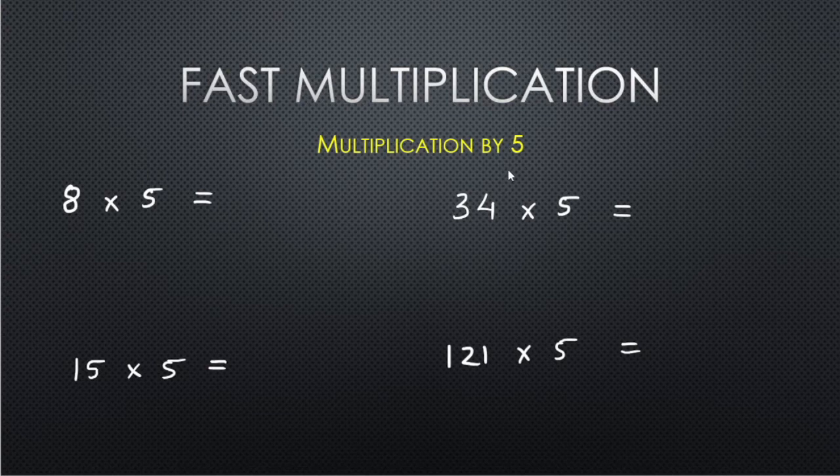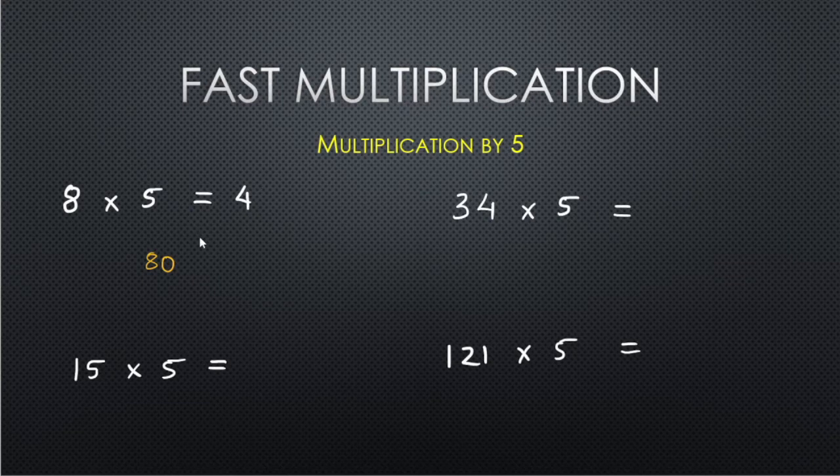So multiplying by 5 is similar to finding the half of 10 times something. So you can just find 10 times something and just make it half. For example, you can think, okay, 8 times 10 is actually 80, and you can just make it half, which is 40.